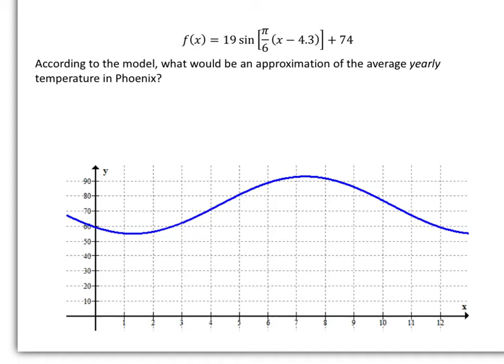The last part of the question asks, according to the model, what would be an approximation of the average yearly temperature? This is a little bit trickier to answer, but what we can do is look at the minimum and the maximum values. So I'll plot here the minimum value, which is about like this, and we can say that that's maybe 54 degrees.